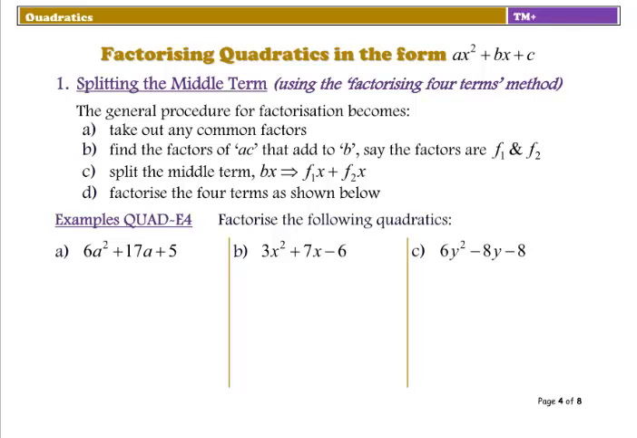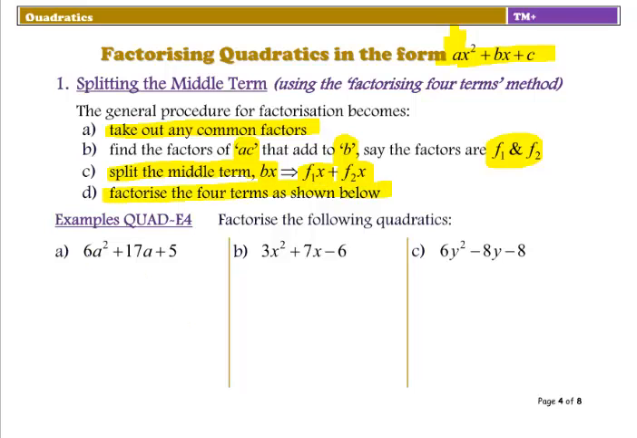Now we can use this method for factorising quadratics in the form of ax squared plus bx plus c. So you can see the difference here is that we now have an a term out the front here. Now the general procedure for factorisation for splitting the middle term is to take out any common factors, find the factors of ac, okay, so that's the first term times the last, that add to b, and we call these maybe factors f1 and f2, split the middle term, bx, such that we have f1x and f2x, then factorise the four terms.